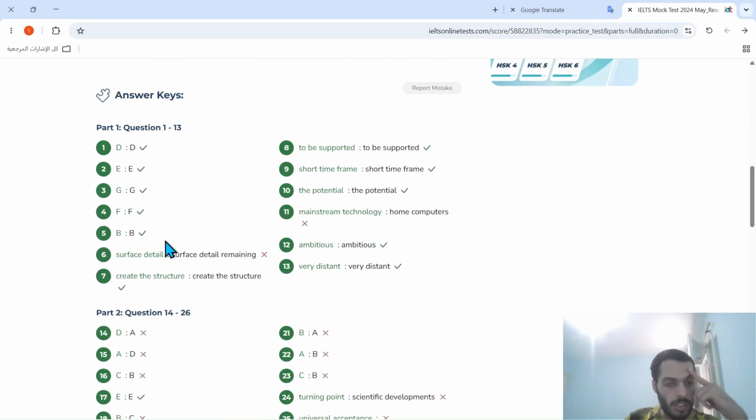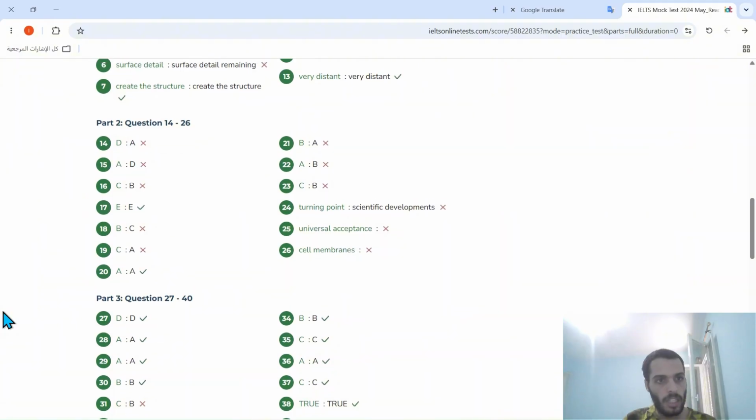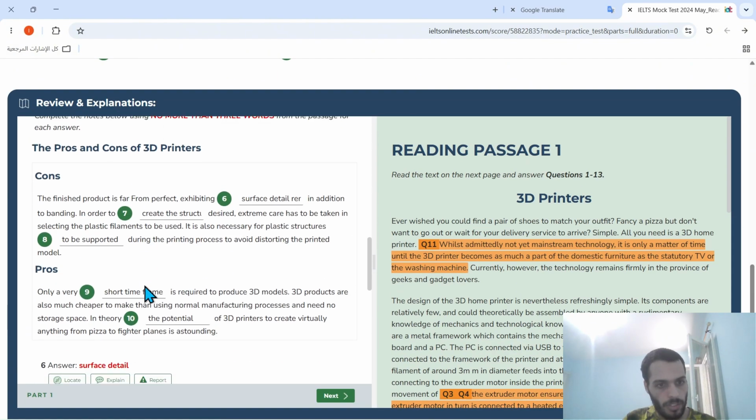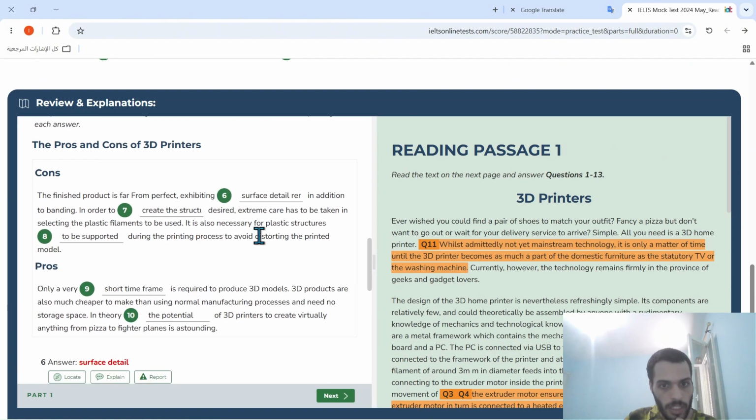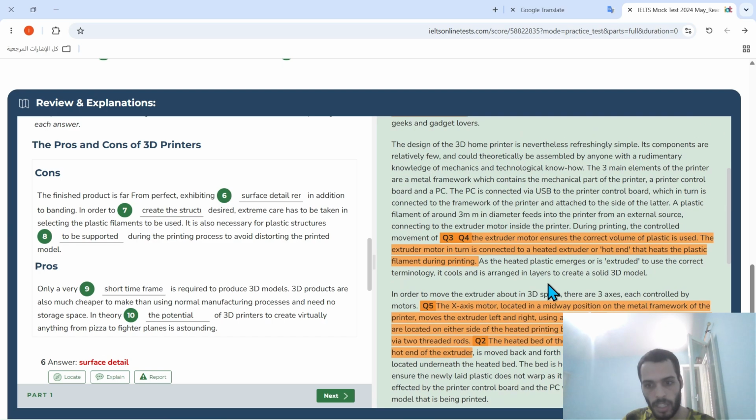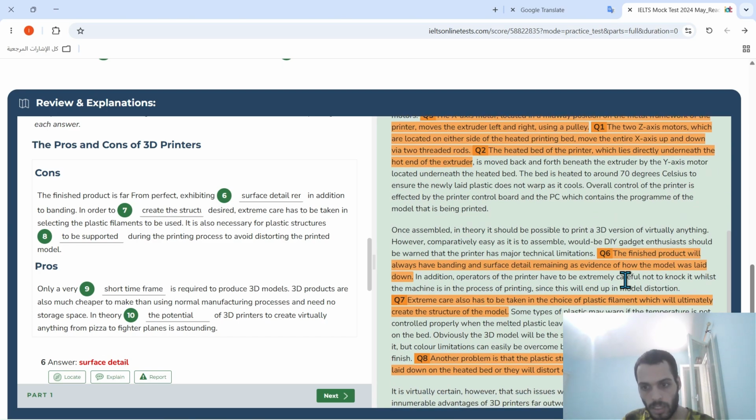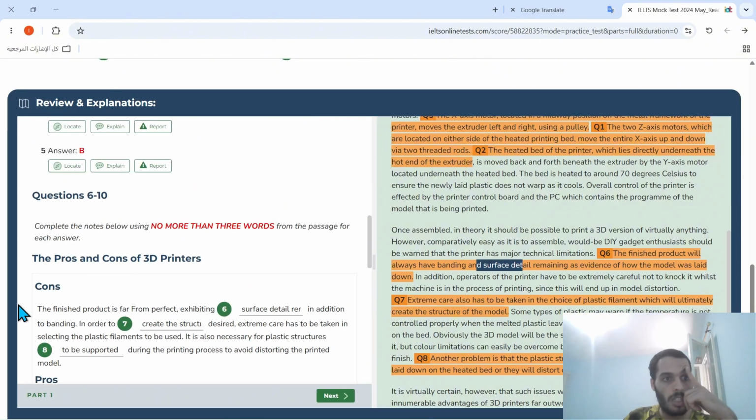Okay, surface detail remaining. Say only surface detail remaining, exhibiting surface detail. Surface detail remaining as evidence. So banding and surface detail. Okay.